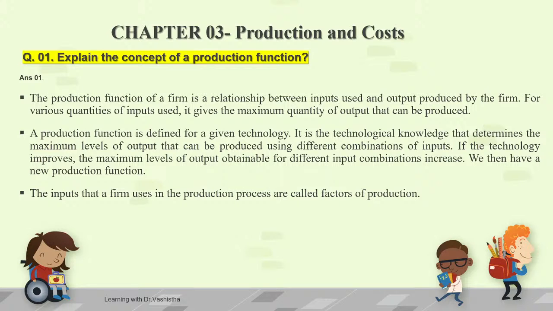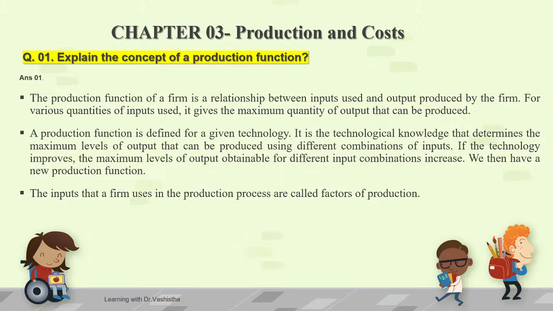Now it is also defined as, for a particular given technology, a particular production function is used. So it is the technological knowledge that determines the maximum levels of output which will be produced using different combinations of inputs. If the technology improves, the maximum levels of output obtainable for different input combinations increase. We then have a new production function. Like I told earlier, that depends upon the technological state of the entire process.